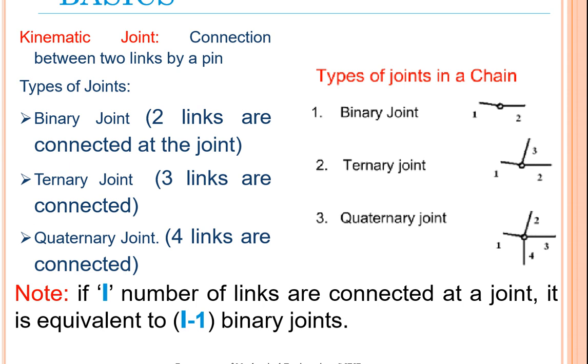So in the binary joint, two links are connected at a joint, as shown in the figure. If it is a ternary link, you can see there are three links connected at the joint. If it is a quaternary link, there are four links connected by the joint. If i is the number of links connected at a joint, it is equivalent to i minus one binary joints. So like this, it will be applied in the equation.